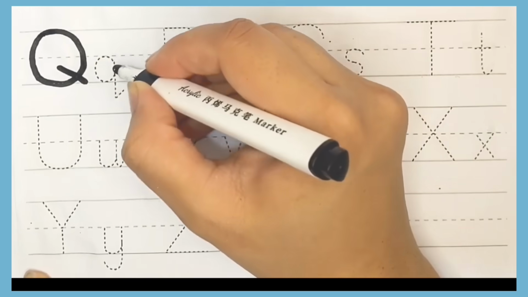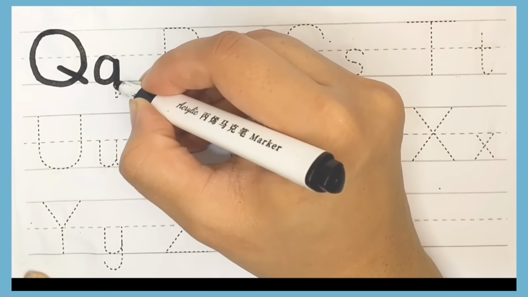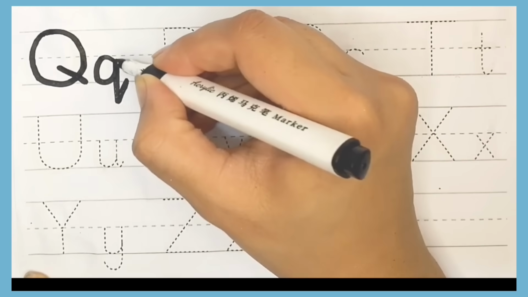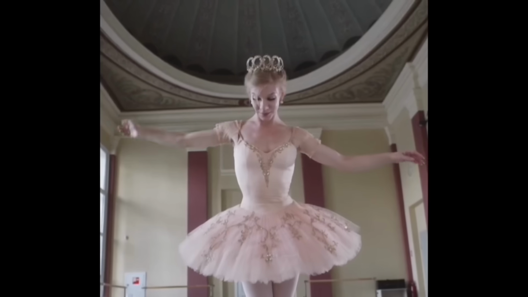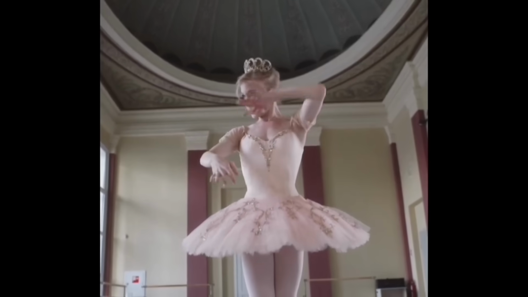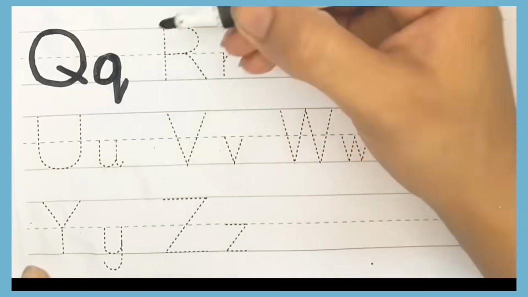Capital Q, small q. Q for queen. A queen wears a crown. She lives in a palace.